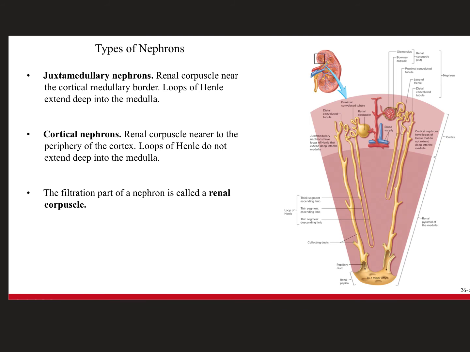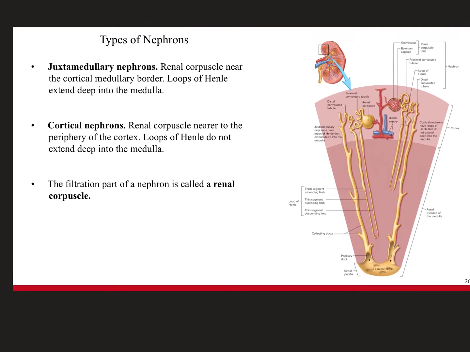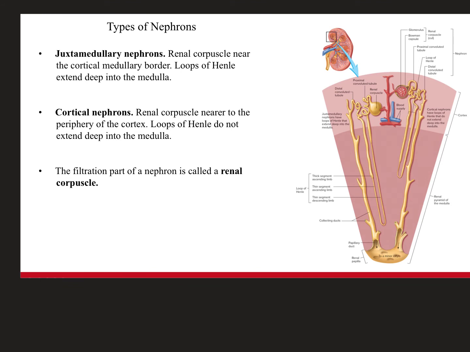Okay? Now, I was telling you that the loop of Henle sometimes extends really deep down into the medulla of the kidney, and sometimes it doesn't. Okay? And we actually distinguish between types of nephrons based on how long the loop of Henle is. Okay? So you have two kinds of nephrons.